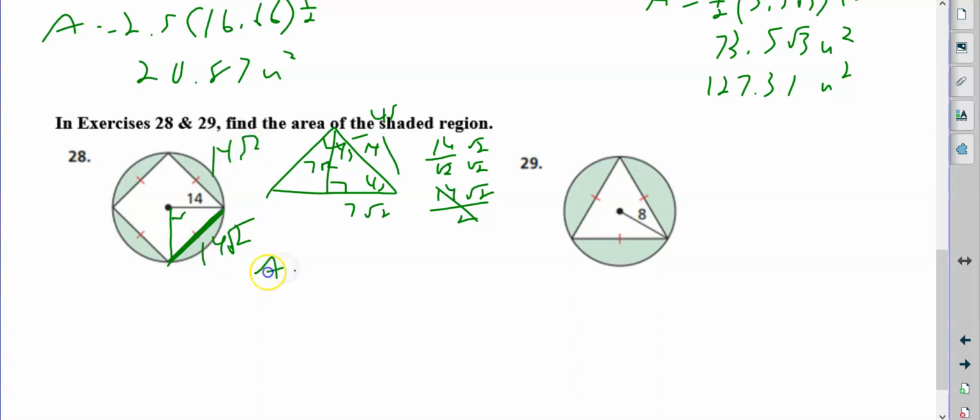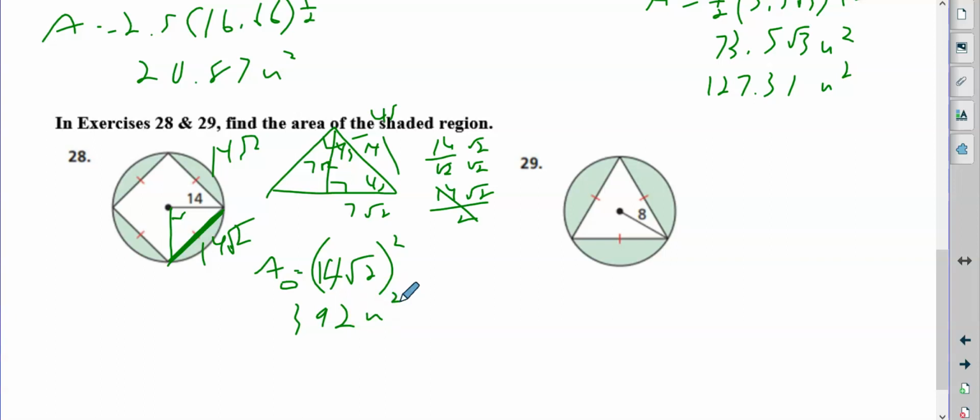So the area of the square is 14 root 2 times itself. So 14 root 2 squared gives us 392 units squared. That's the area of the square.